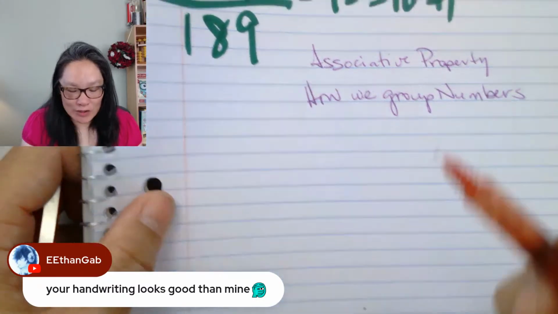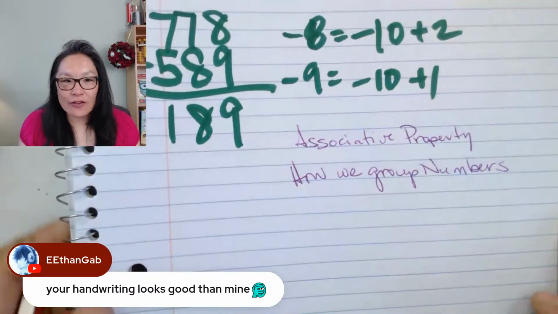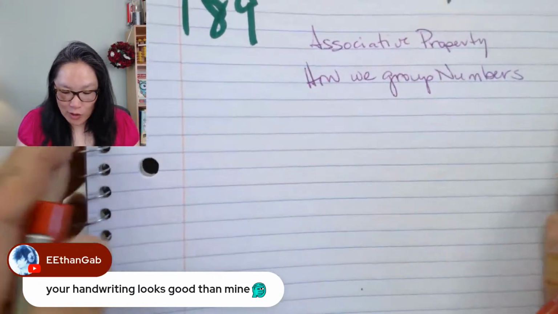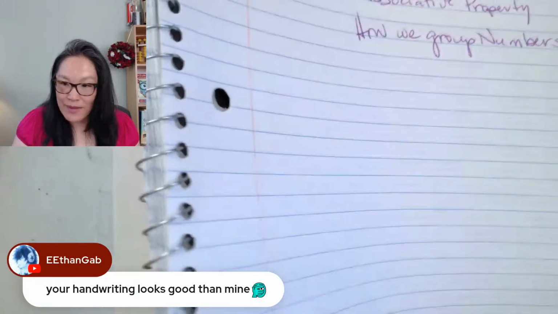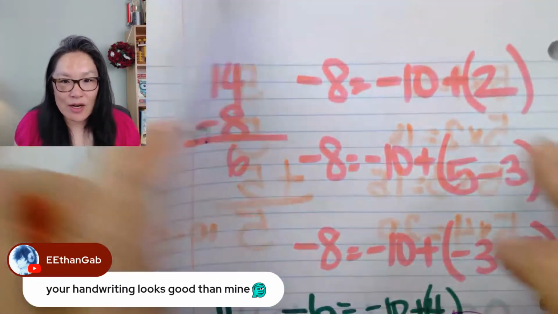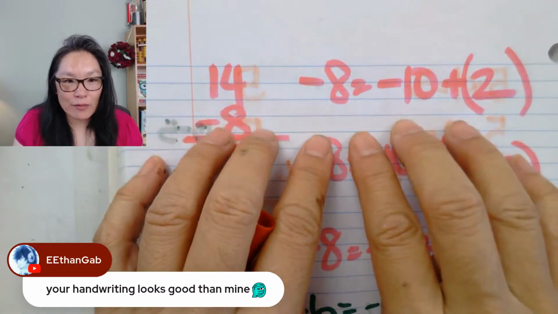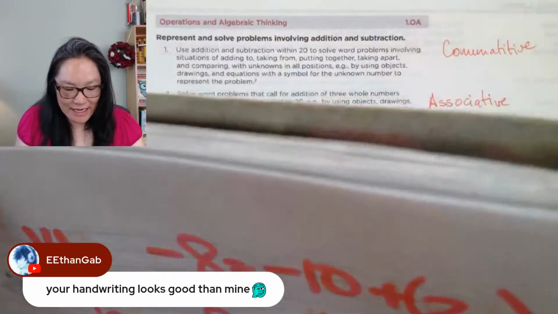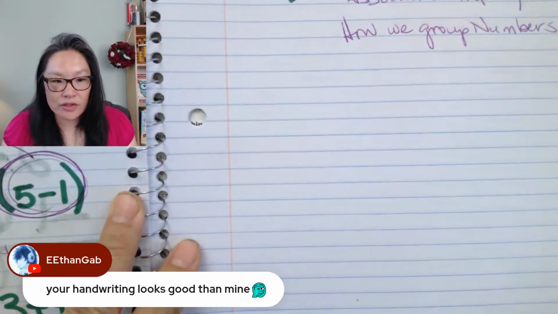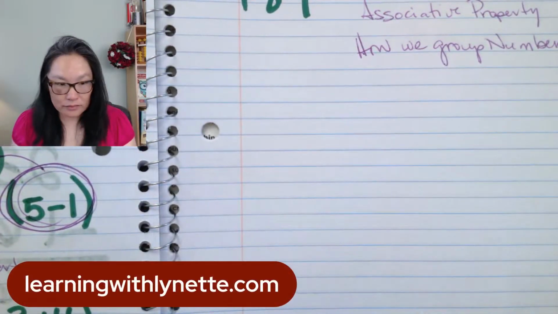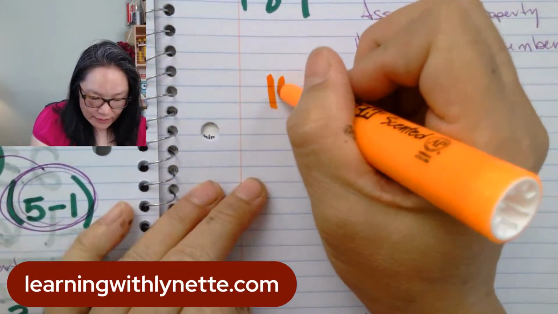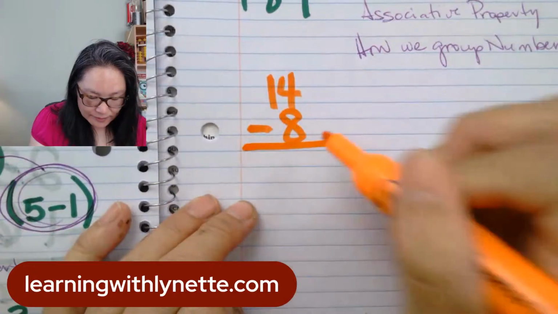So what are we trying to do? Associative property. We left off with two-step equation, right? So I was looking through and trying to figure out how to make it better. How do I make it better? And so I came across this associative property. Here's my question: 14 minus 8. We're going to go straight into two-step equation. So my question is 14 minus 8.